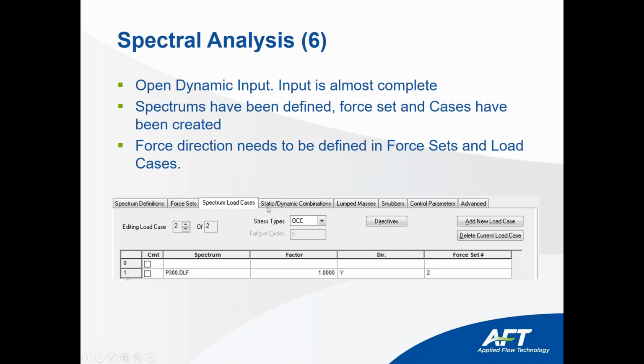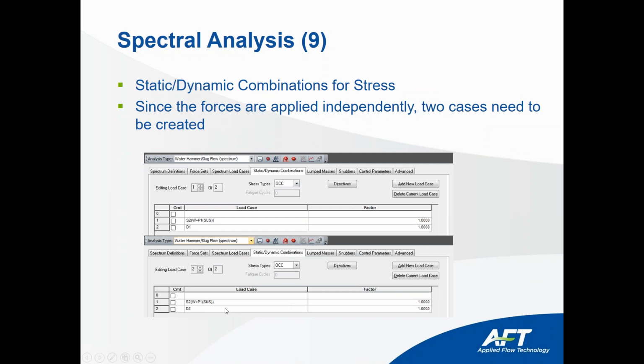Here's the same thing. The second case is created for the vertical using the node 300 DLF curve. So now you have to specify the Y direction since it's in the vertical and the forces are applied upstream. So now all the combinations are created. As you know, spectral analysis does an independent analysis of the forces applied, or the set of forces applied.